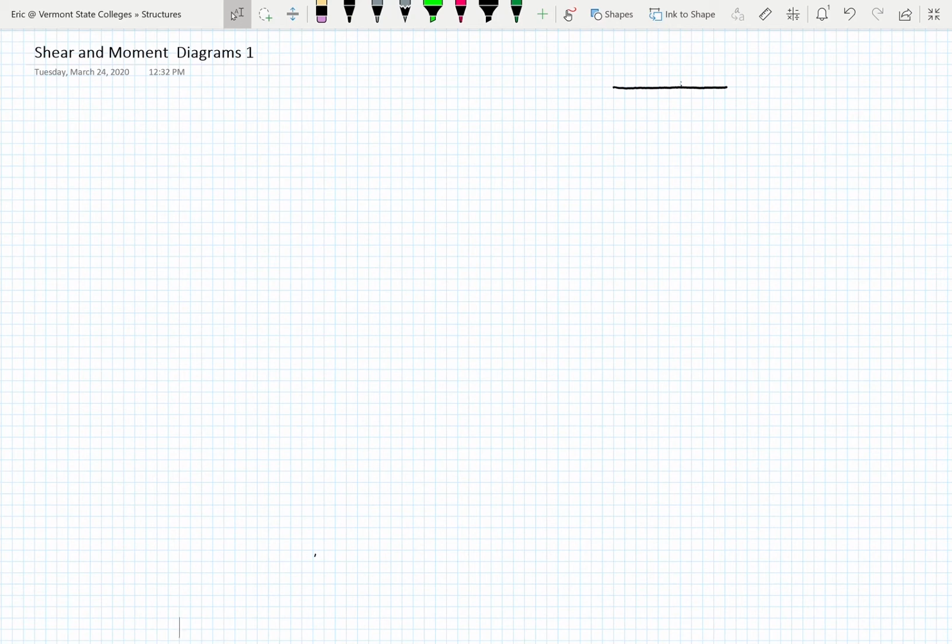Right now we're going to look at drawing shear and moment diagrams. We're going to have a fairly simple load condition: a 10 kip load supported simply, 6 foot, 4 foot. And I'm going to determine that the reactive forces are 6 kip and 4 kips.